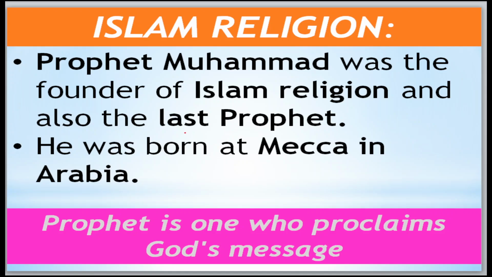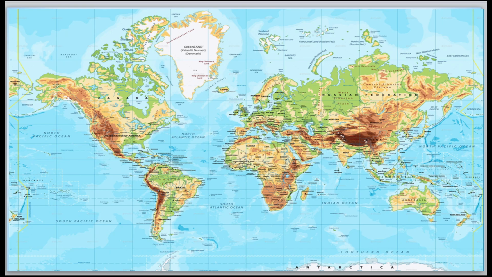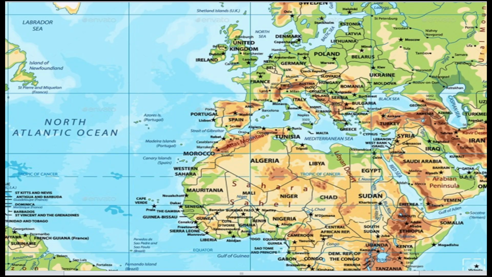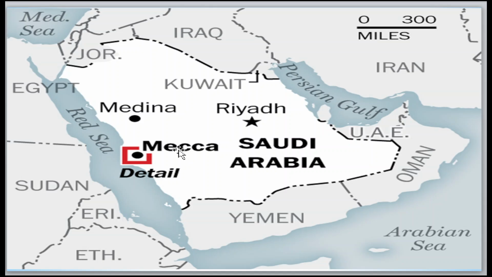He was born at Mecca in Arabia. Here it is. Arabia is this part. He was born in Mecca. Mecca is located in Arabia. Here it is, Mecca, and here you have Medina. These two have a relationship. Afterwards, we will come to know about that.